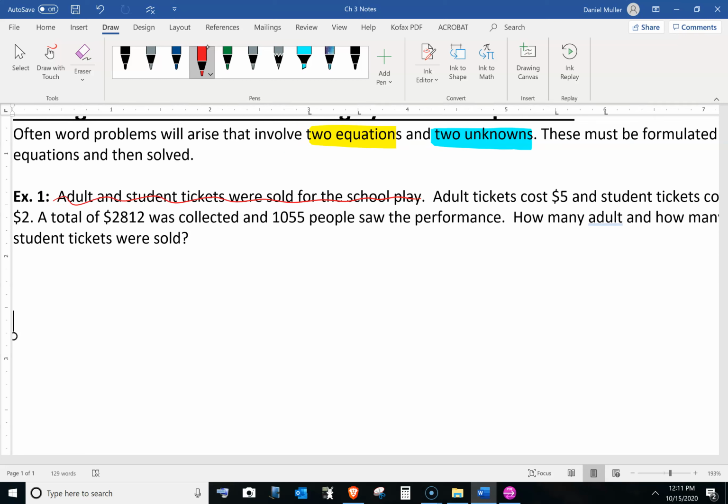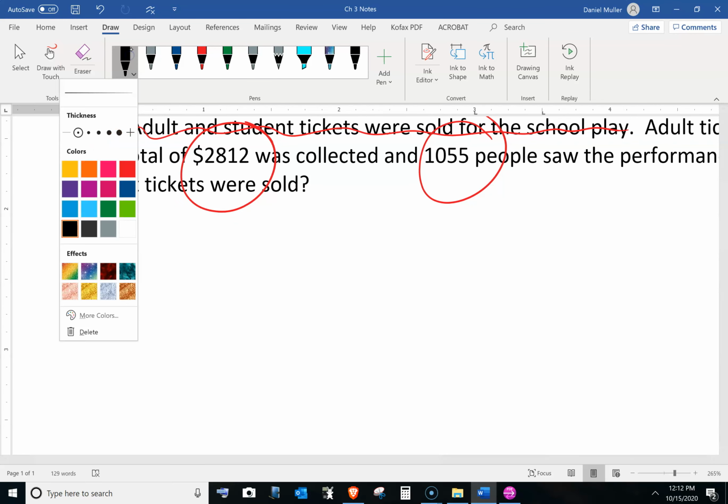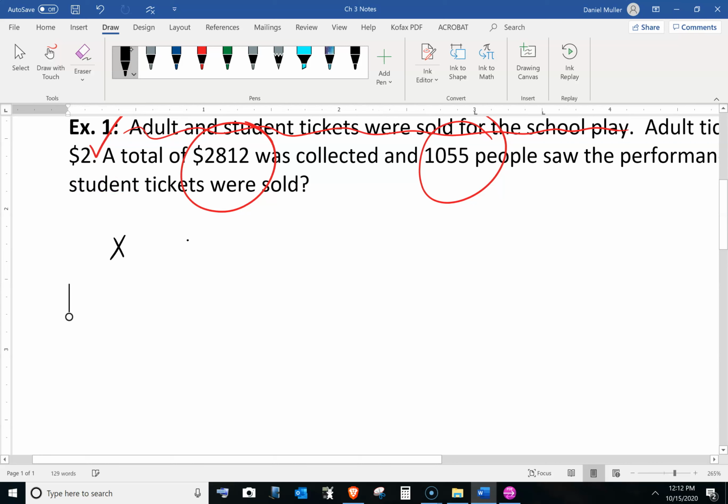Okay, so we have to think of what's unknown. We already know how much the tickets cost. For adults it's 5, for students it's 2. So those aren't unknown. We know those things. We also know how much money was collected. That was given to us. And we also know how many people attended in total. But what we don't know is how many adults there were and how many kids there were. So we're going to say X and Y. Those are going to be our two unknowns.